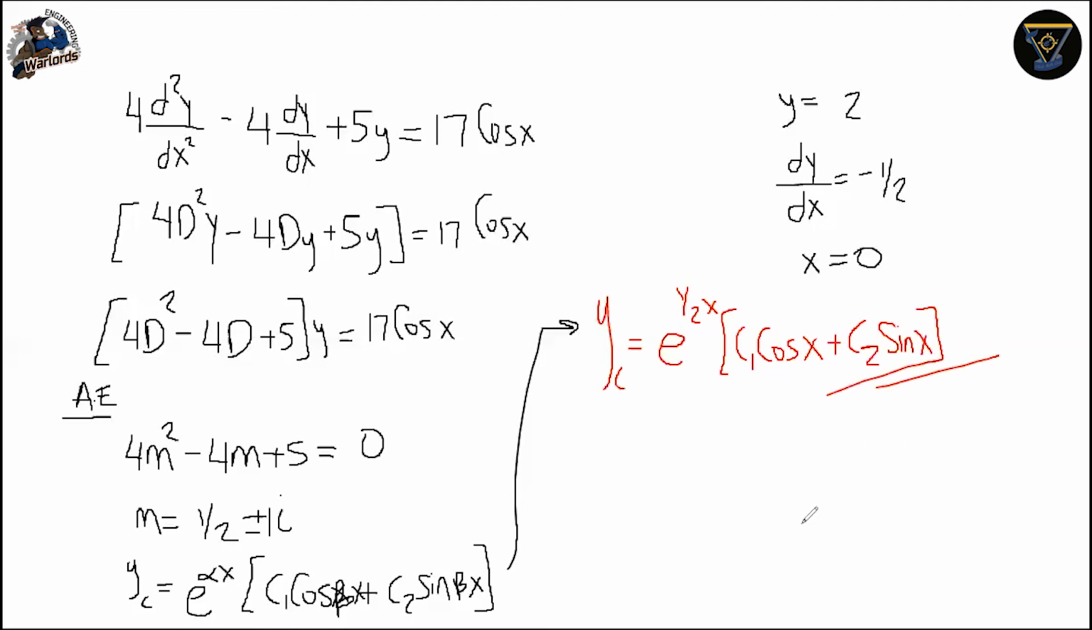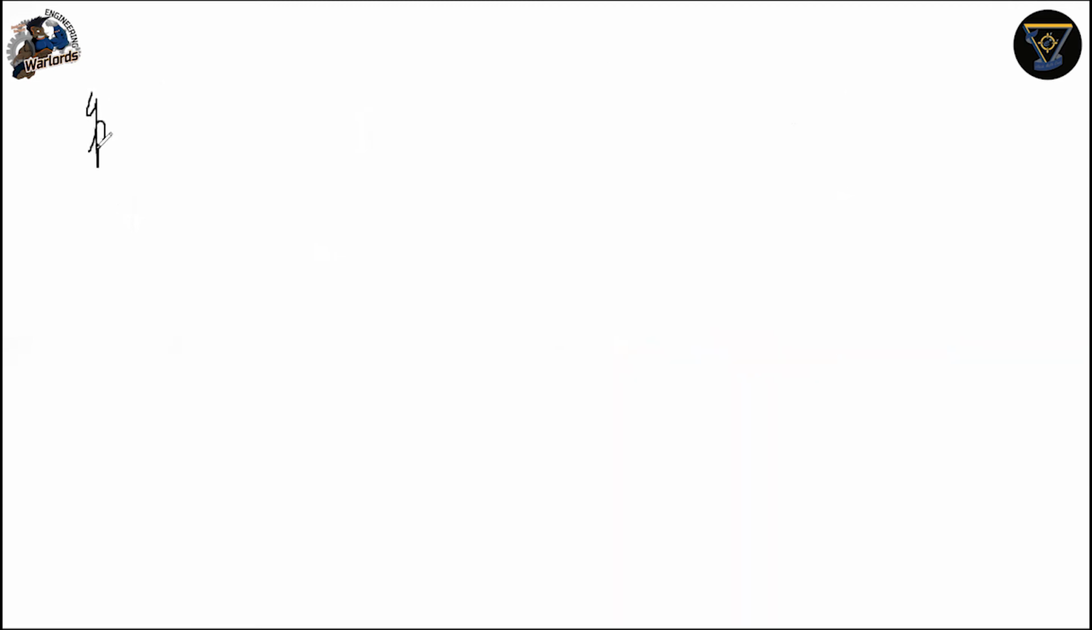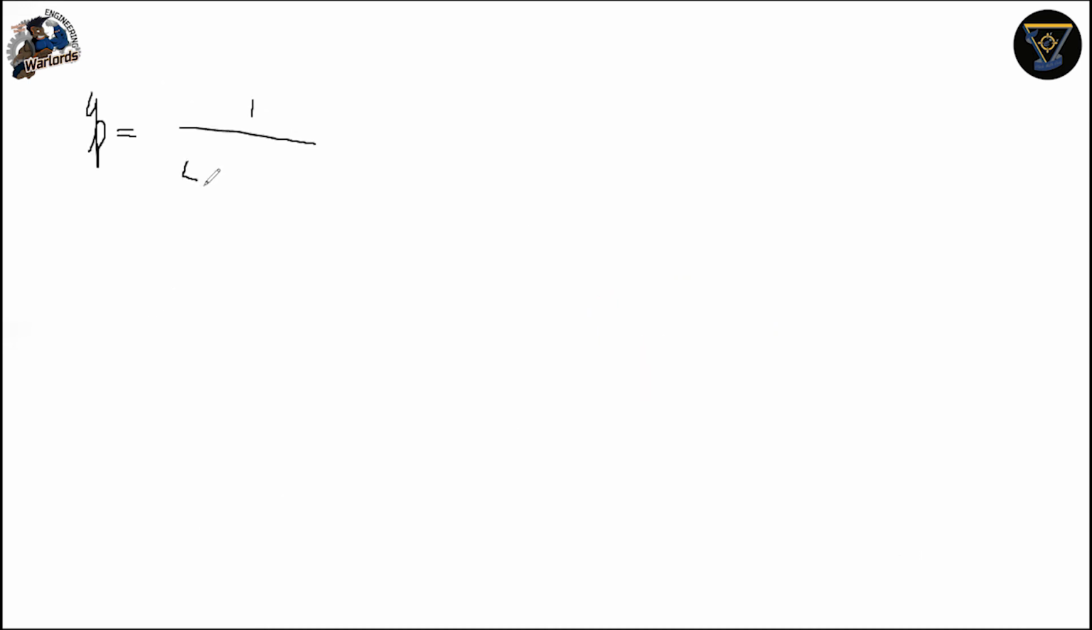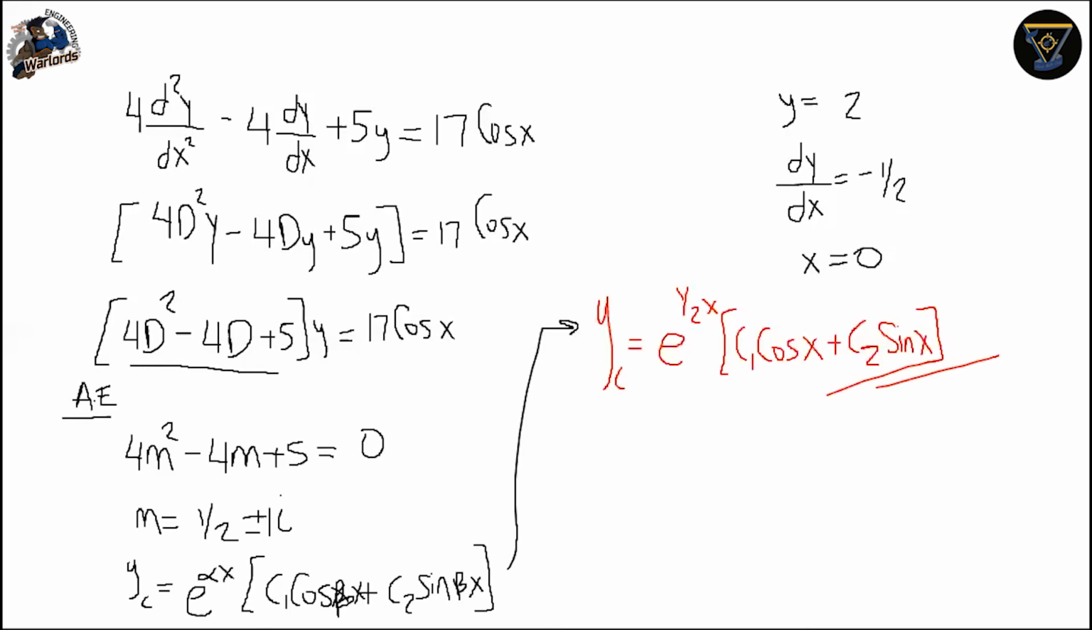Remember, the next thing we need to do now is find your yp, right? So your yp will be equals to 1 over 4d squared minus 4d plus 5, and remember that it's going to be multiplied by 17 cos x.